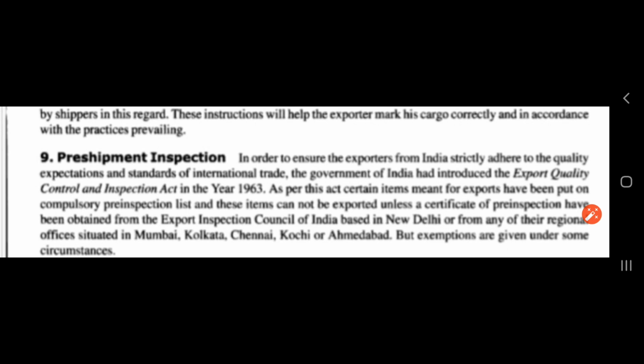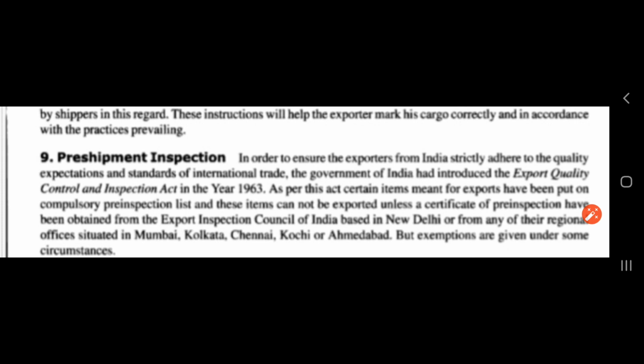Usually this pre-shipment inspection will be done based on the quality expectations and standards of international trade. For that, the Government of India introduced the Export Quality Control and Inspection Act in the year 1963.